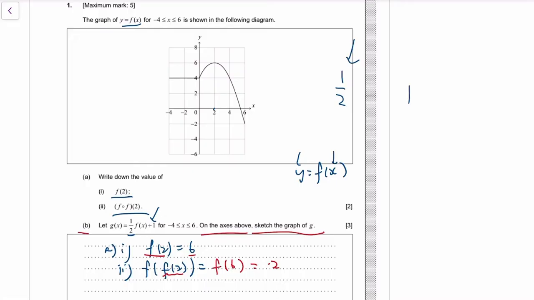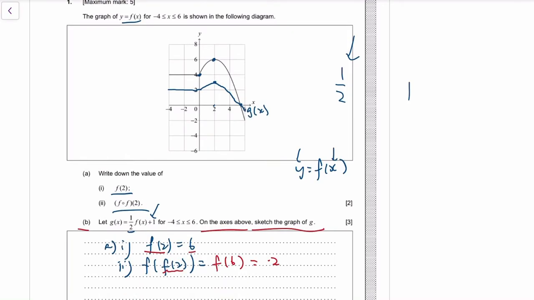Alright, so to do the vertical compress, you basically halve every y coordinate. So for example, the y coordinate here was 4. Half of 4 is 2. So this whole line becomes 2. And this top point was 6. Half of 6 is 3. And then the key is the x-intercept would not move because x-intercepts have y coordinate 0. 0 divided by 2 is still 0. So the graph basically looks like this.